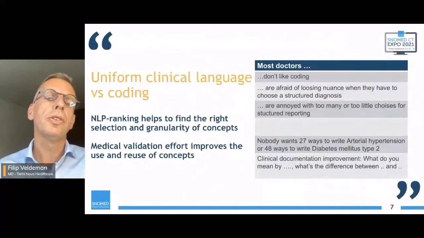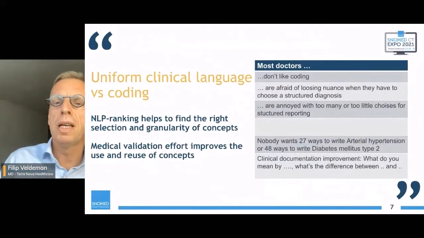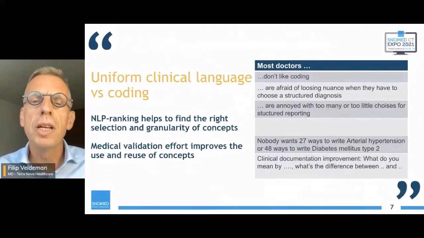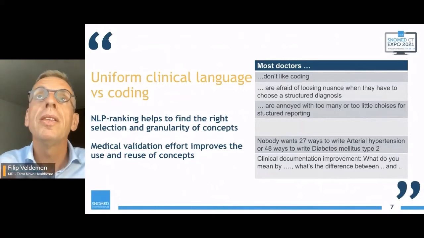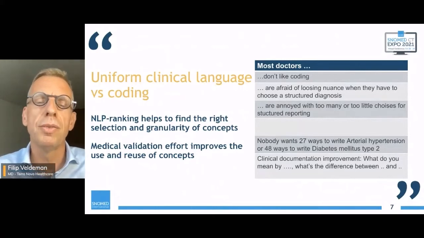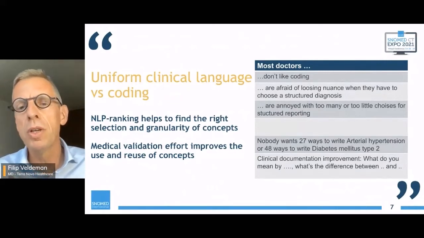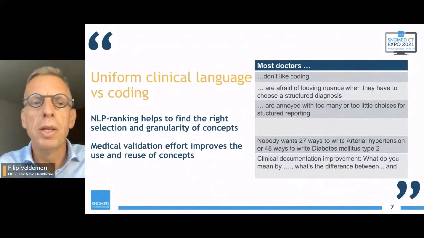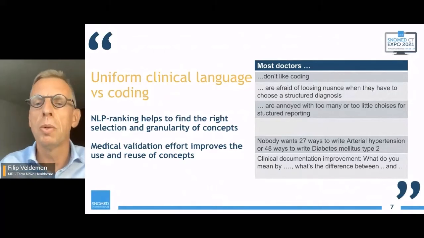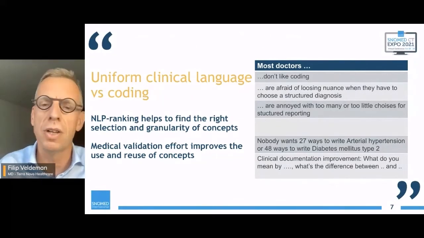Another insight was, you know that doctors don't like coding. In fact, most of them hate it. They're also afraid of losing nuance or details when they have to choose something out of a pick list. And when they have to use pick lists, they are annoyed if they don't find what they need, or if the list is way too long. On the other hand, they agree that it makes sense to use certain concepts in a bit of a uniform clinical way and not have 27 ways to describe arterial hypertension, for example.